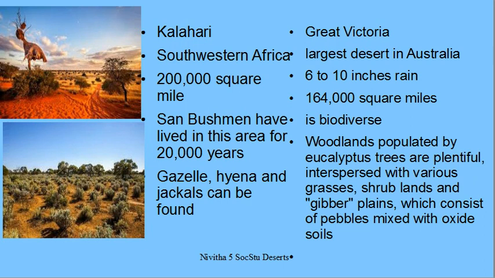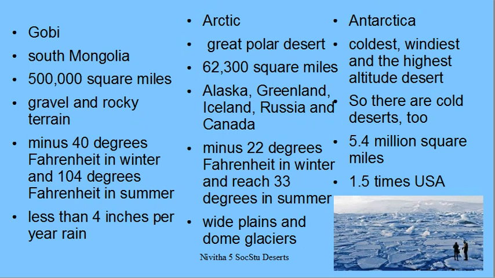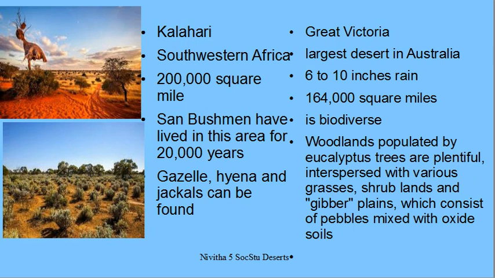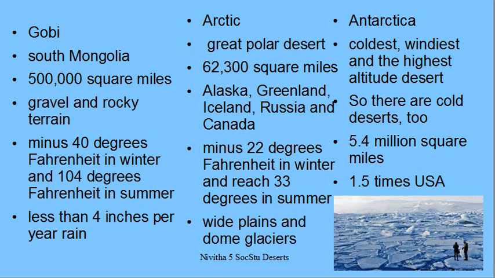Coming to Gobi Desert, it is in South Mongolia, almost in China, Asia. Gobi Desert is in Asia. It is about 500,000 square miles. Kalahari Desert is 200,000 square miles, the Great Victoria is 164,000 square miles, Sahara is 3.5 million, and then Gobi Desert is 500,000 square miles.